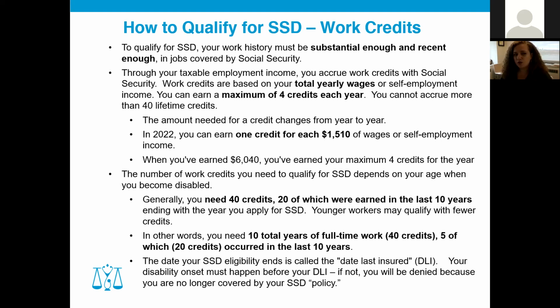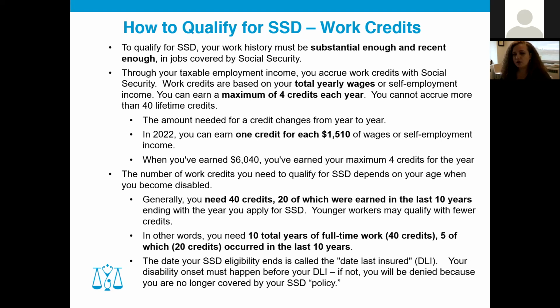So basically, to qualify for Social Security disability, as we talked about, you do need to have substantial work history, and that work history has to be recent enough. So through your taxable employment income, you accrue these work credits with Social Security, and they're based on your total yearly wages or your self-employment income.